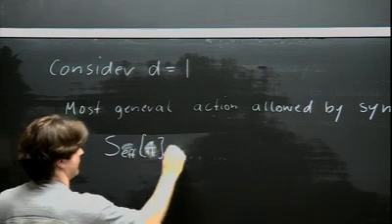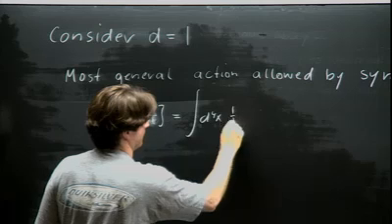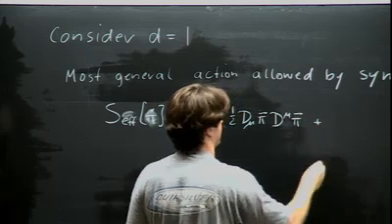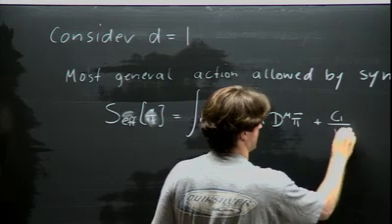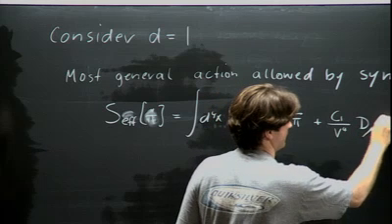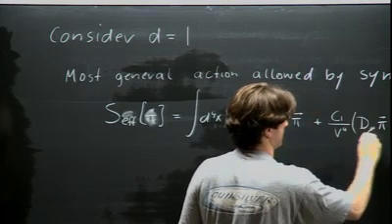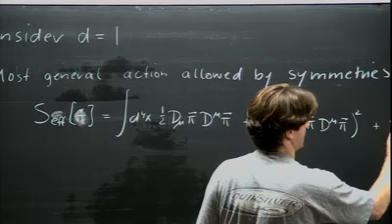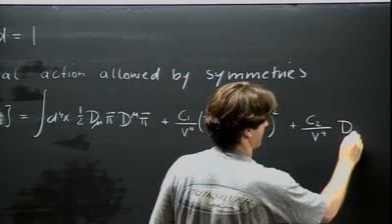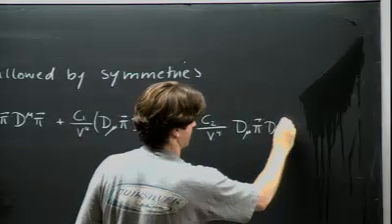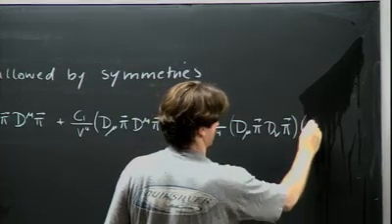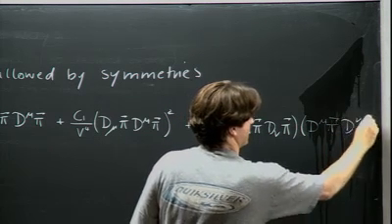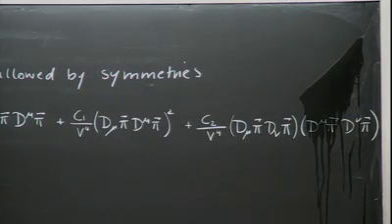Plus some coefficient divided by v to the 4th of d mu pi squared. We can certainly have this term just because this one was invariant, so we can write this one. The other one we can write is d mu pi, so these guys go together, and then d mu pi. And this is really all we can write at this order.